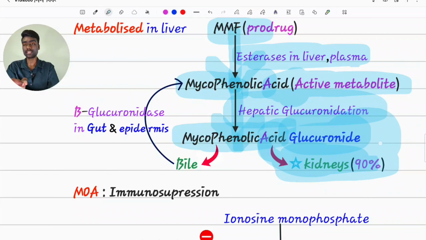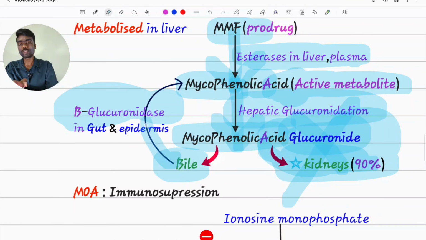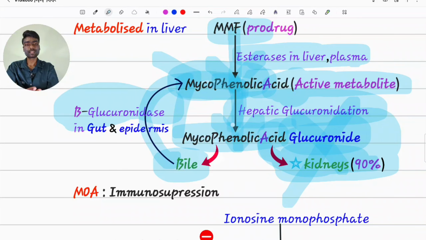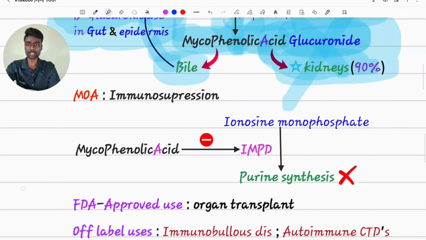Majority 90%, rest of the 10% will enter gut. In gut, beta glucuronidase again breaks down this glucuronide and converts it to mycophenolic acid. This is the reason for second peak. Again, this mycophenolic acid enters the liver and then again to mycophenolic acid glucuronide. This beta glucuronidase is also present in epidermis. Thus, we can use this drug for various dermatological conditions.